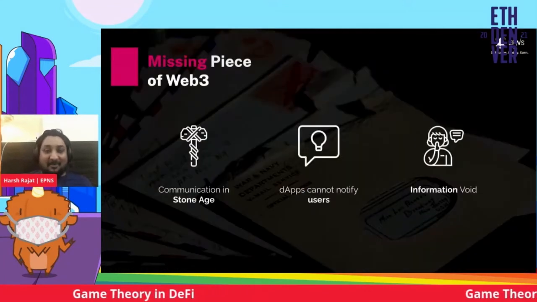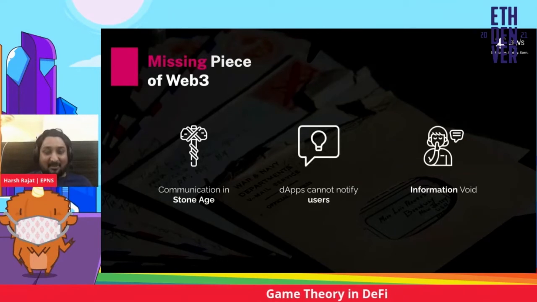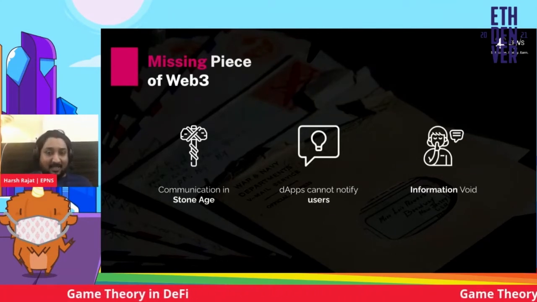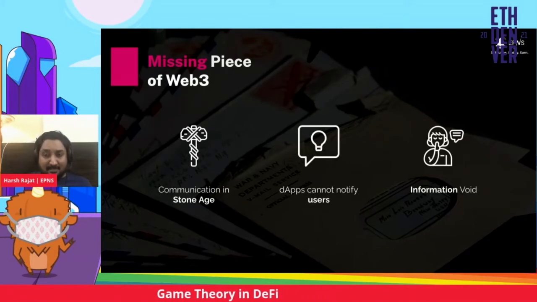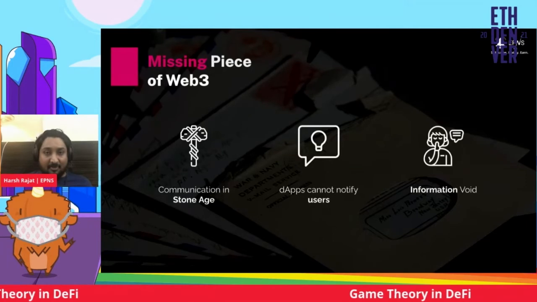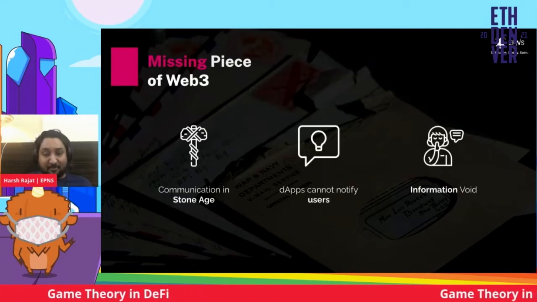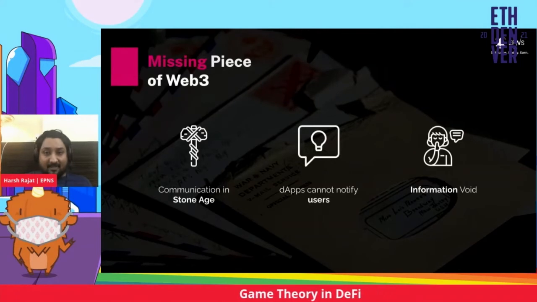And yeah, that makes me come to my project. Not to explain to you guys what the project does, but how we implement the game theory and the DeFi part. So as I said, in communication, Web3 is still in the Stone Age. Any dApp, any smart contract, the user has to come to them, and they have to check everything again and again. And when you contrast that experience with traditional Web2 services, you can see a very massive difference.